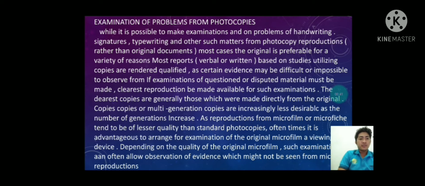The clearest reproduction should be made available for such examination. The best copies are generally those which were made directly from the original. Copies of copies, or multi-generation copies, are increasingly less desirable as the number of generations increases, as reproductions from microfilm or microfiche tend to be of lesser quality than standard photocopies.